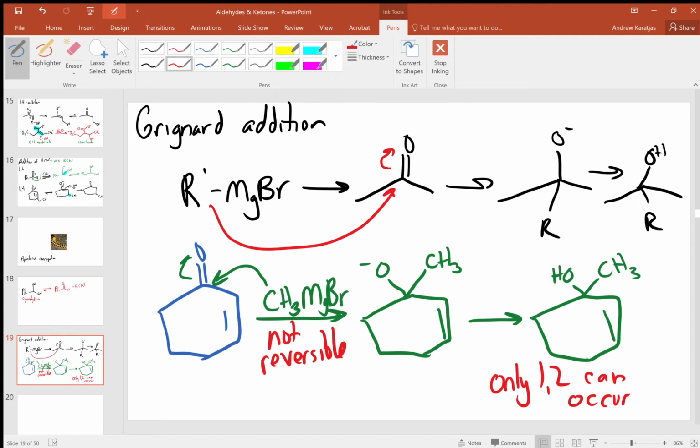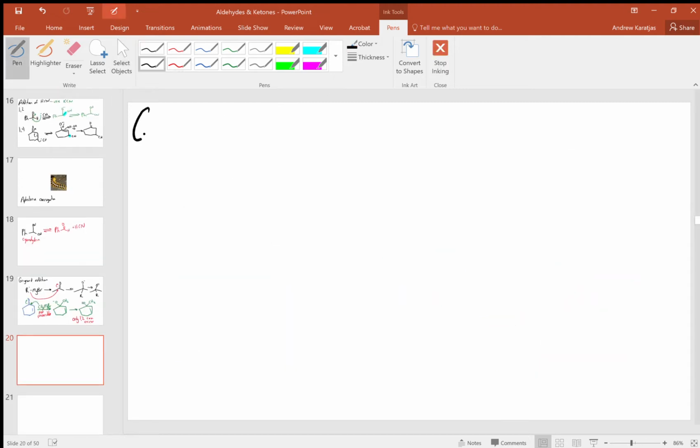Of course, that brings up the question, what if you wanted to do 1,4 addition of a carbon nucleophile? Well, what it comes down to is that you can't use a Grignard reagent. You'd have to use a completely different reagent. And so the way that we do 1,4 additions, or I should say the most common way that we do 1,4 additions of carbon-based nucleophiles, is to use an organo-copper reagent.